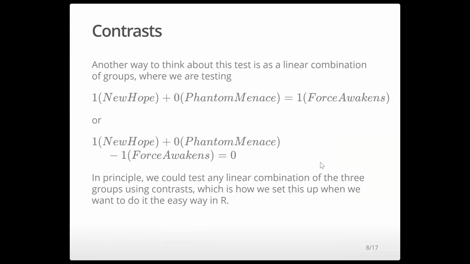Another way to think about this, and this is how it's going to work in R, is that what we're really doing is testing a linear combination of groups. In this case, I was testing 1 times A New Hope plus 0 times Phantom Menace equals 1 times Force Awakens. I'm dropping Phantom Menace just by zeroing it out, and I'm testing A New Hope equals Force Awakens. You can rewrite this as 1 times A New Hope plus 0 times Phantom Menace minus 1 times Force Awakens equals 0. And this is how we're going to test our contrasts. We can do any linear combination of our three different groups this way, using these contrasts. This is how we're going to set it up when we do it in R, which is obviously easier than calculating all these matrices by hand.